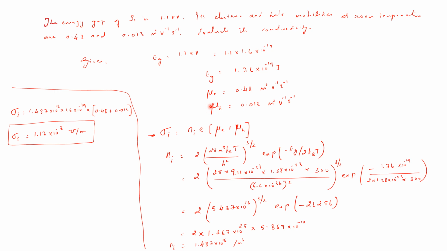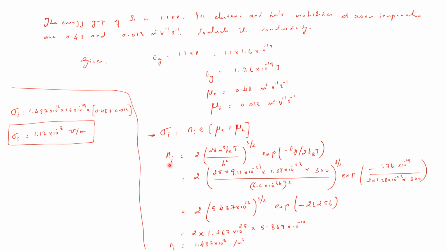Then what else is given? Mu E and mu H are given. So what is asked in the problem? Evaluate its conductivity. So sigma, a direct problem, no? Sigma is equal to Ni into e into (mu E plus mu H). Now what is not given? Yes, Ni is not given in the problem.